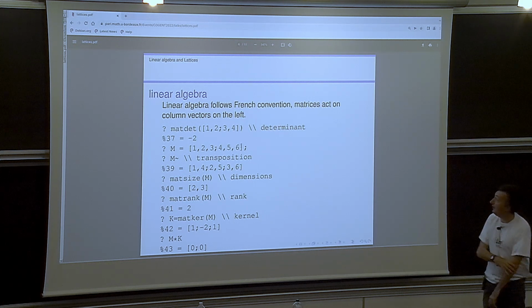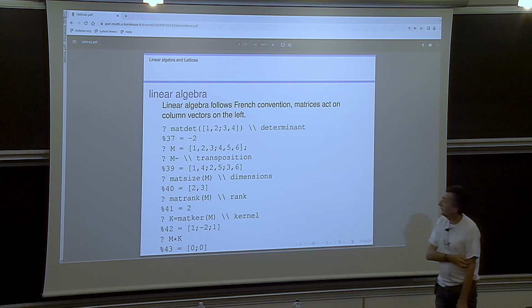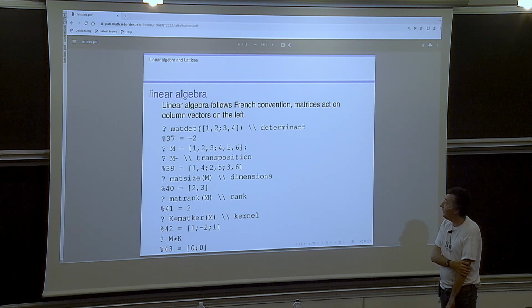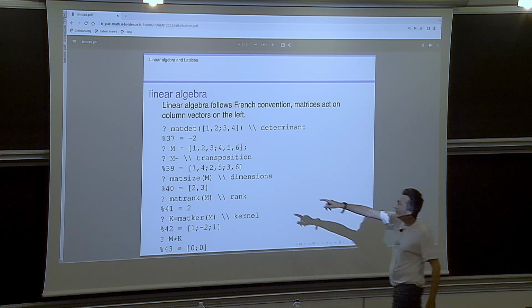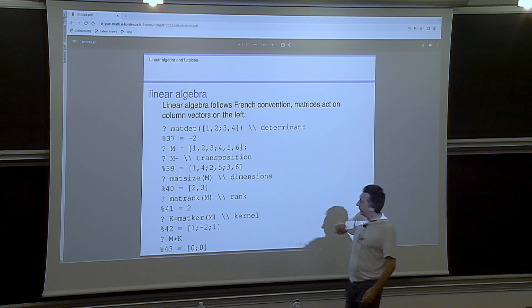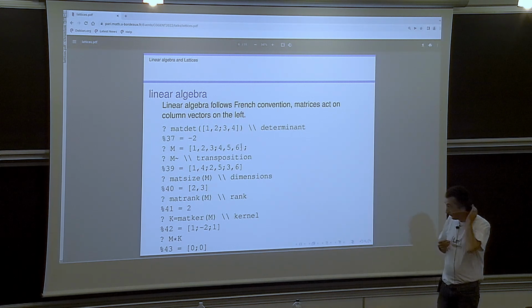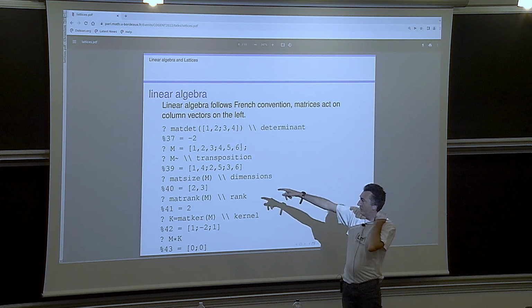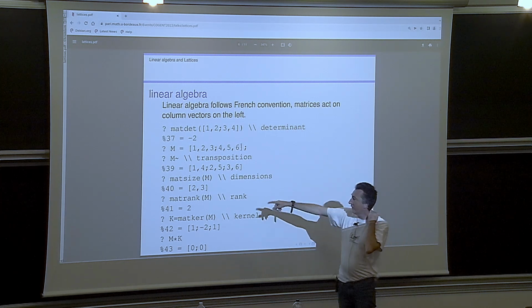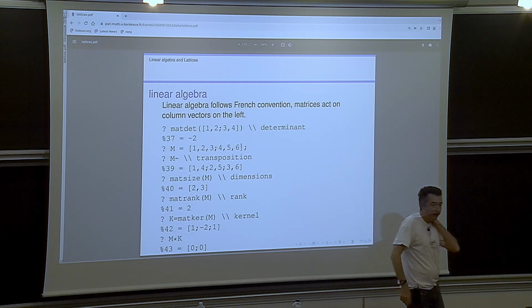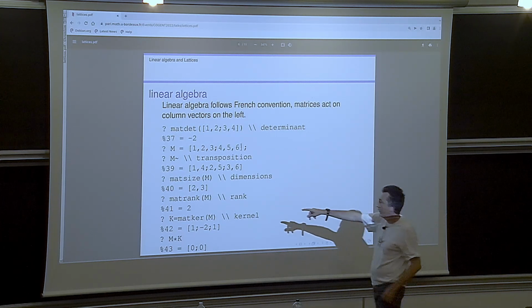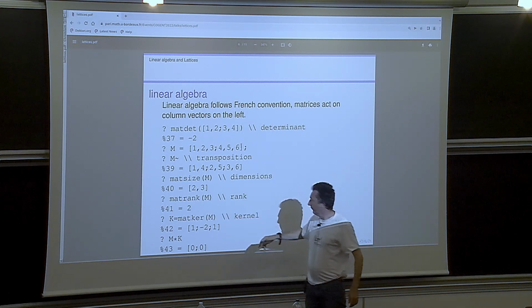Okay, so linear algebra. As I said, we follow the French convention, we work on the left. So first, matdet is for the determinant. So M tilde is transposition, as I said. You have matsize to get the dimension. You have matrank to get the rank. As always, the computation is done over the field of the coefficients. So here you get 2.